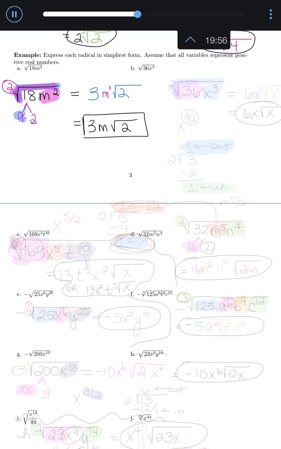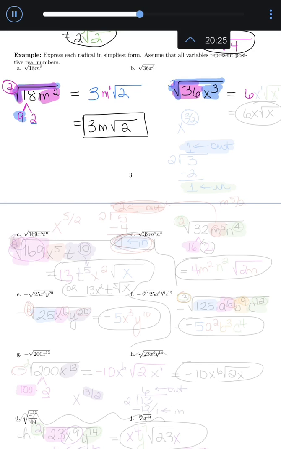Now, the next one I've got for b, the square root of 36x cubed. Now, what's nice about this one is I can take the square root of 36. That comes out nice and simple. It comes out as a 6. However, taking the square root of x cubed is not as straightforward.